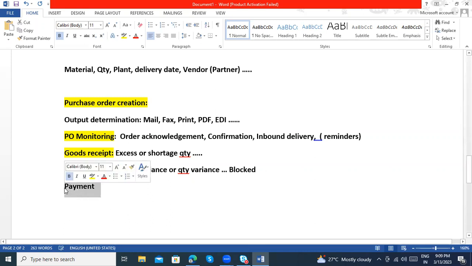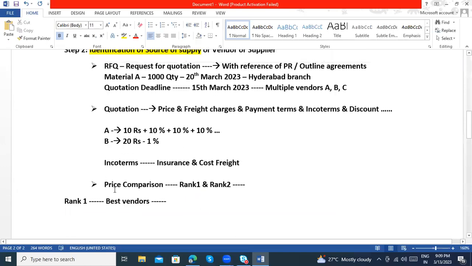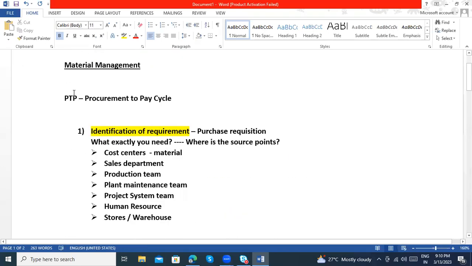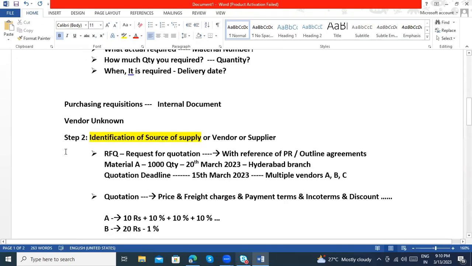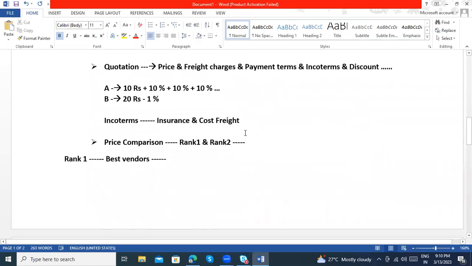So this is the payment request. Once the finance team processes this payment, the amount is automatically debited from the bank account and credited to the vendor account. So that is the P2P cycle. It starts with the purchase requisition and ends with the payment. This is the entire cycle, the procurement to pay cycle.